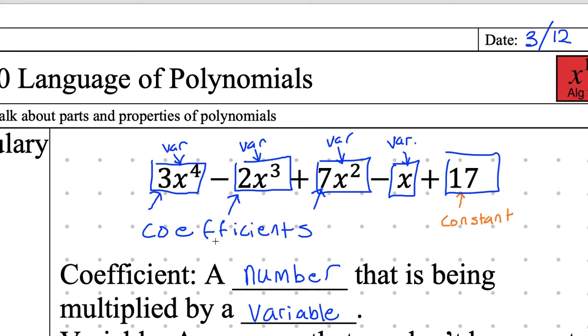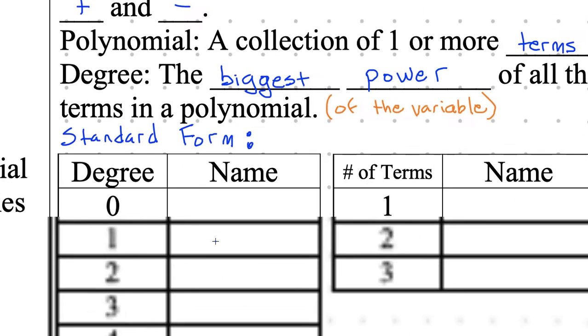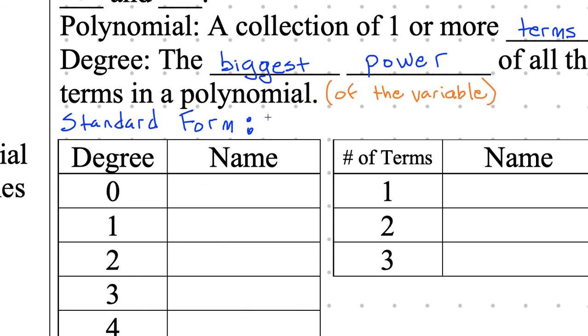So it would be incorrect to switch these two. That is no longer in standard form. If I switch any of these, it's not going to be in standard form. It has to be highest degree all the way to lowest degree, highest degree on the left. So that's essentially how I'm going to define this down here. Standard form is highest to lowest degree.